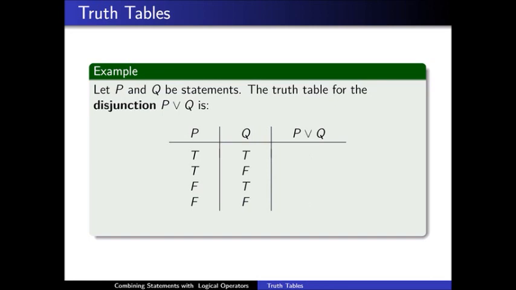Now, let's look at the truth table for the disjunction, P or Q. I suggest that you pause the video now and determine the truth value of P or Q on your own, in each of the four cases below.